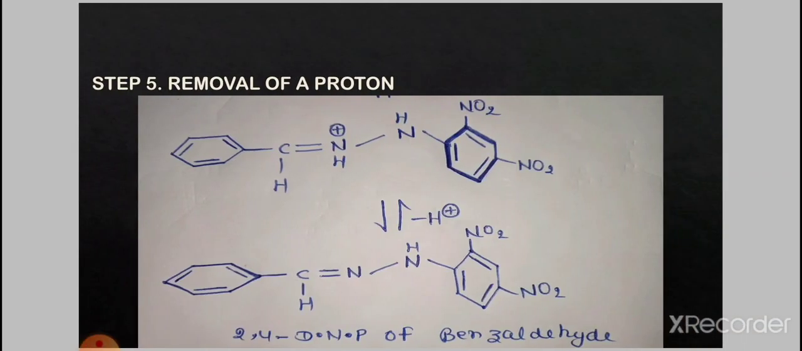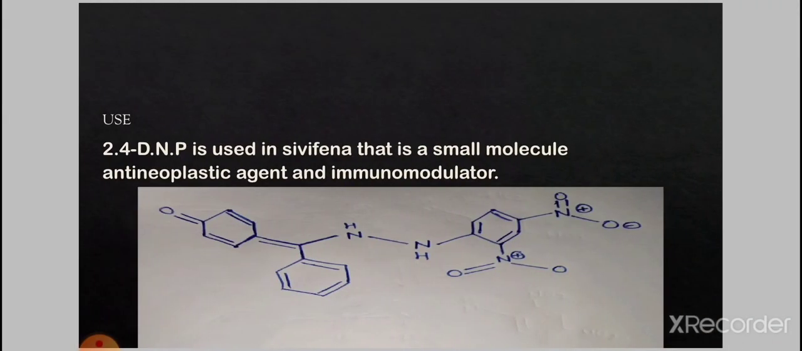After that, removal of a proton. After the removal of a proton, we will get the 2,4-DNP of benzaldehyde. After that, what are the uses of 2,4-DNP? 2,4-DNP is generally used in CPAN, that is a small molecule antineoplastic agent and immunomodulator.